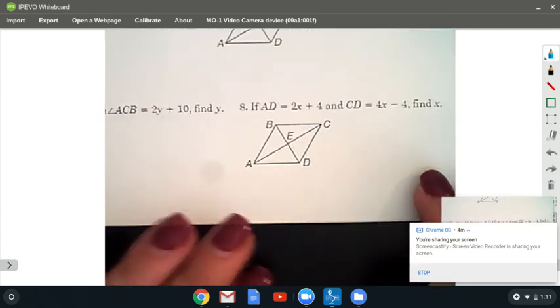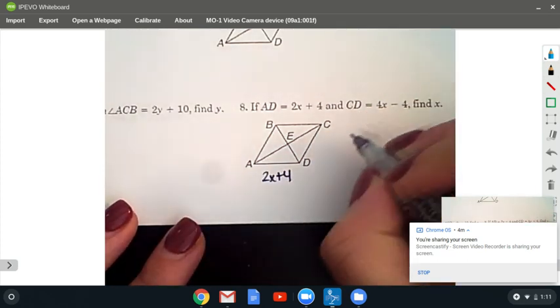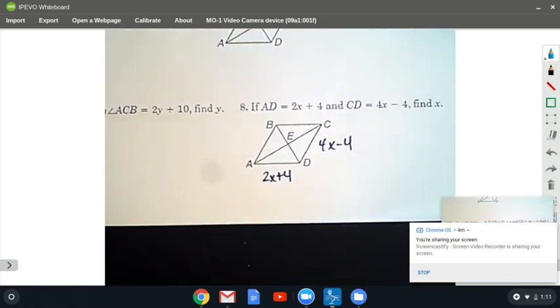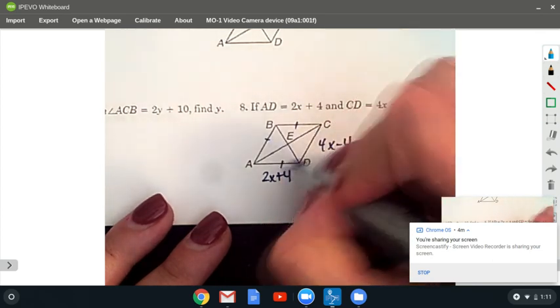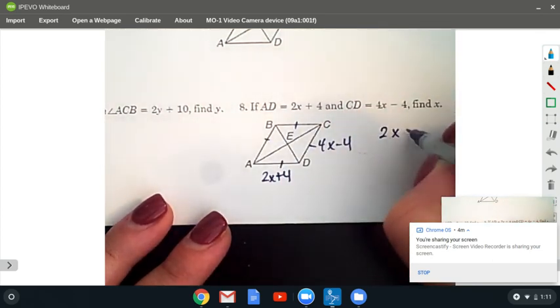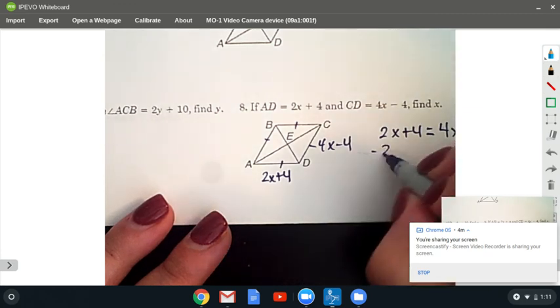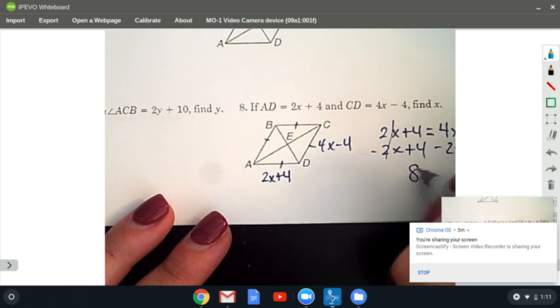So I'm going to go down here. AD is 2x plus 4. CD is 4x minus 4. All of the sides in a parallelogram, in a rhombus, are congruent. All 4 of these sides. So I would say 2x plus 4 equals 4x minus 4. I'm going to subtract 2x, add 4. Got 8 equals 2x, so x is 4.